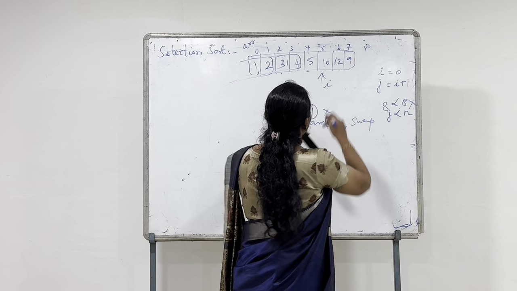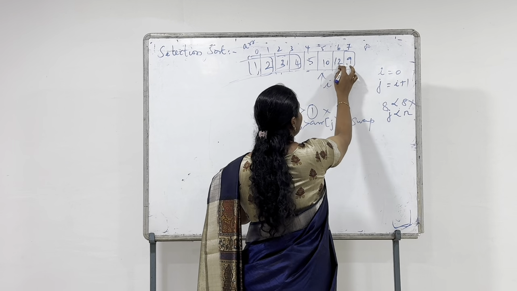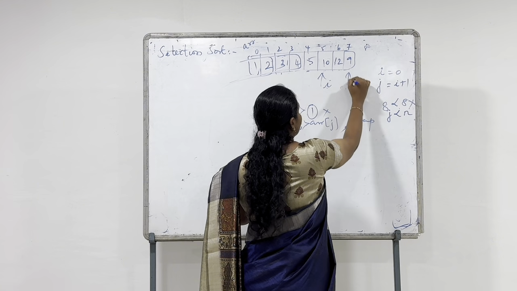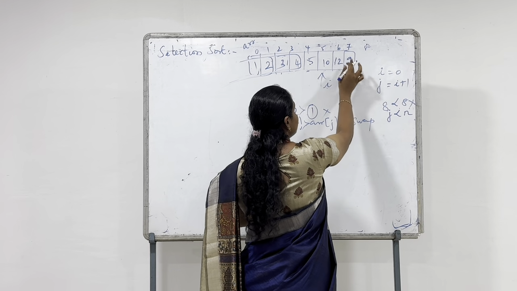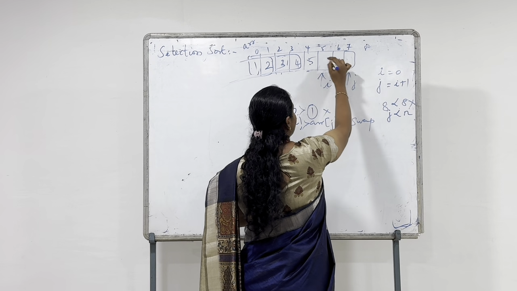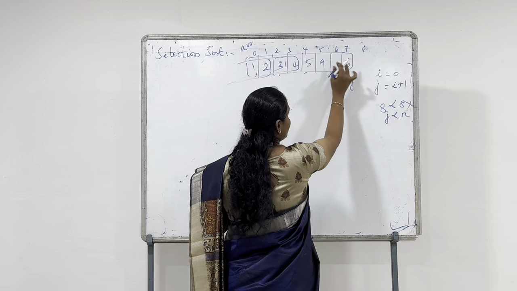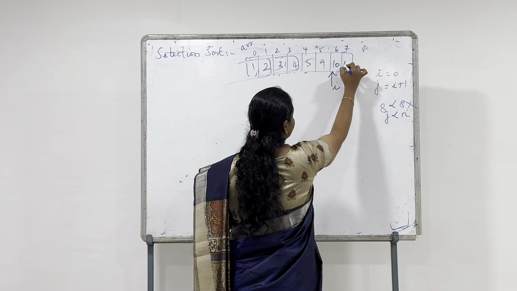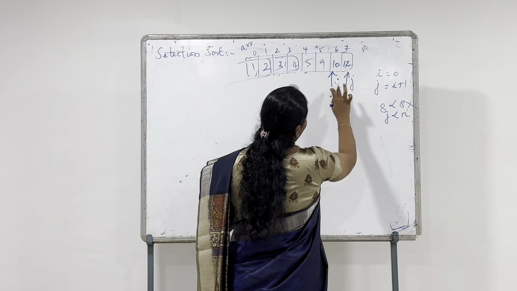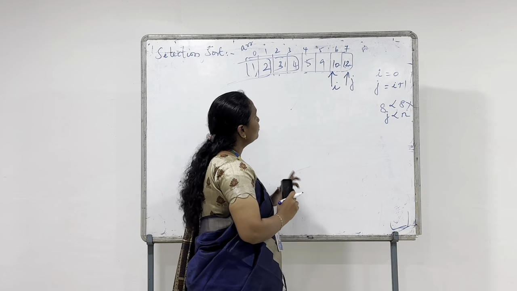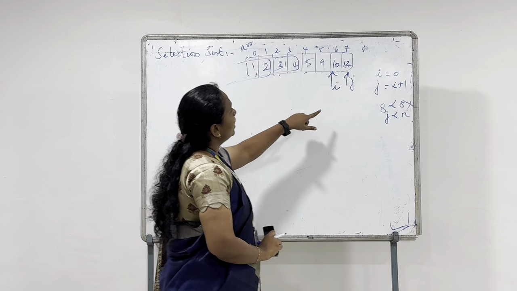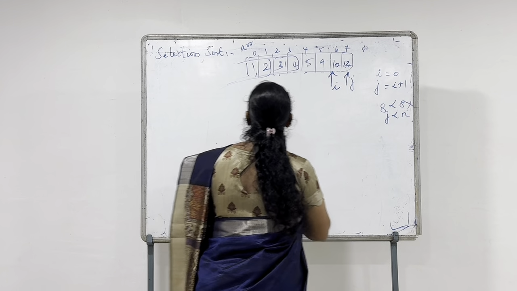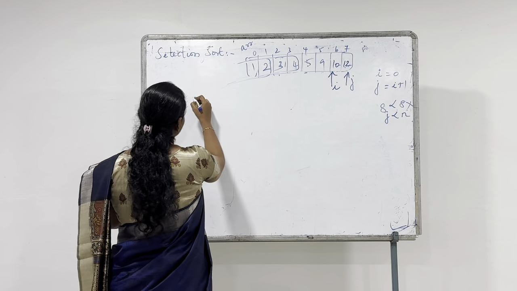Now compare I and j. So 10 and 12, 10 is lesser, and 10 and 9, 9 is the least value, so swap. It is larger than this element, so swap. And this is the end of our sorting.